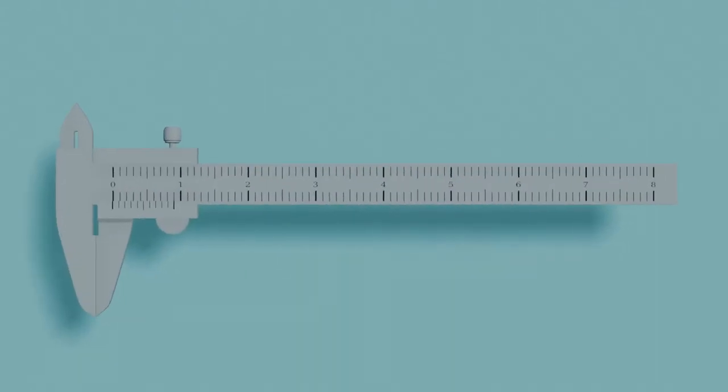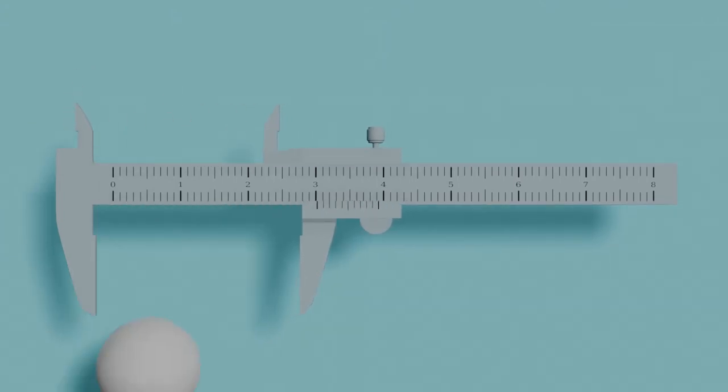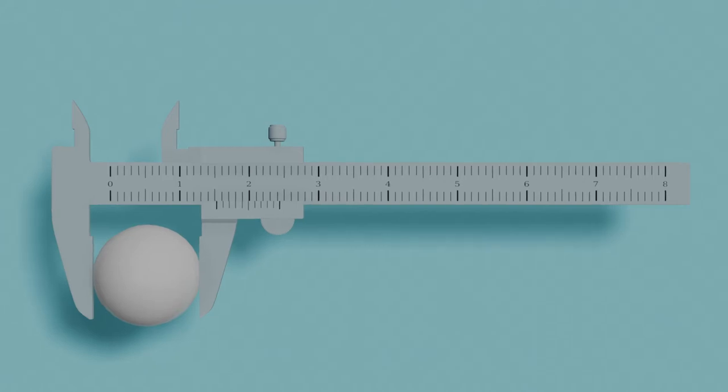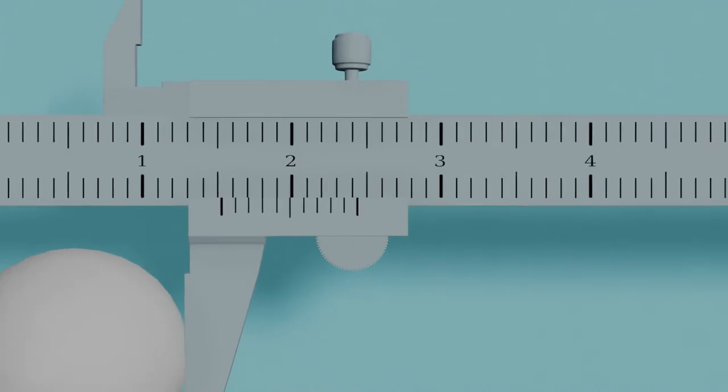If you have been to any science class in high school, you've probably encountered these before. Vernier calipers. They're incredible tools to get accurate measurements beyond a simple ruler. And it's all because of this, the Vernier scale. If you paid enough attention in science class, you should remember how to use it.